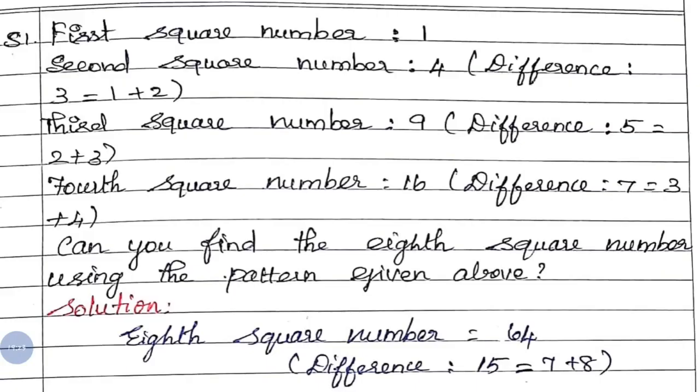So the next question is the S1 question. The question is about the first square number. They have given the first square number, second square number, third square number, fourth square number, and the differences. Now the question is, can you find the 8th square number using the pattern given above? Okay. So what are we going to do? We are going to find the 8th square number, which means 8 squared. What is the value of the 8th square number? 8 eights are 64. 8 squared is 64.